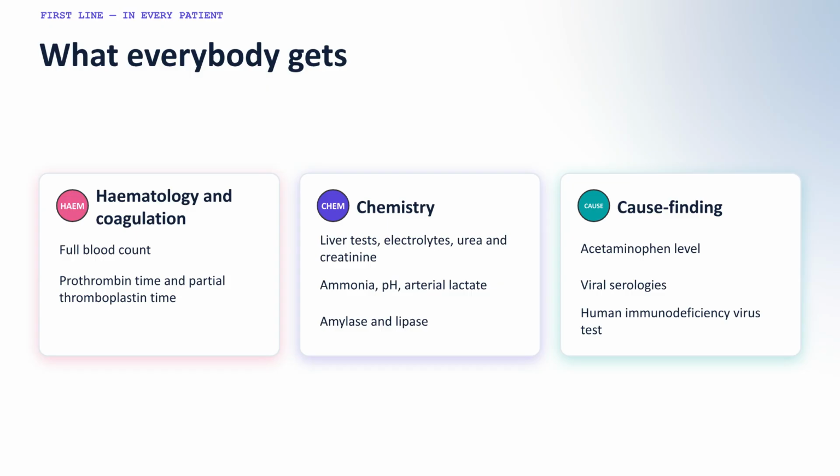Everybody gets 3 sets of tests: hematology and coagulation, a full blood count with a prothrombin time and a partial thromboplastin time; chemistry, liver tests, electrolytes, urea and creatinine, and ammonia, arterial pH, and arterial lactate, and amylase and lipase; and the cause-finding tests, an acetaminophen level in every patient regardless of the history, viral serologies, and a human immunodeficiency virus test.